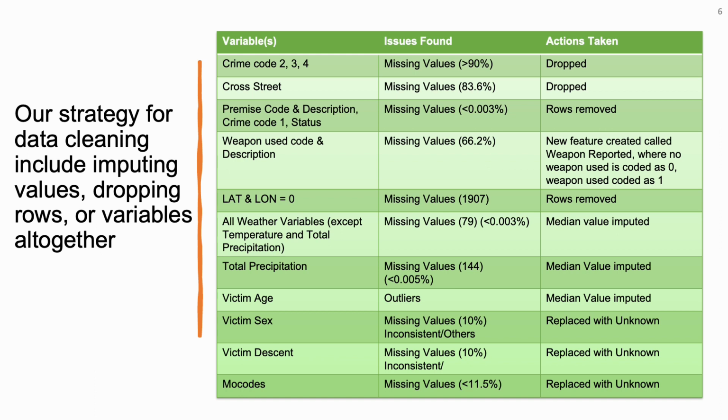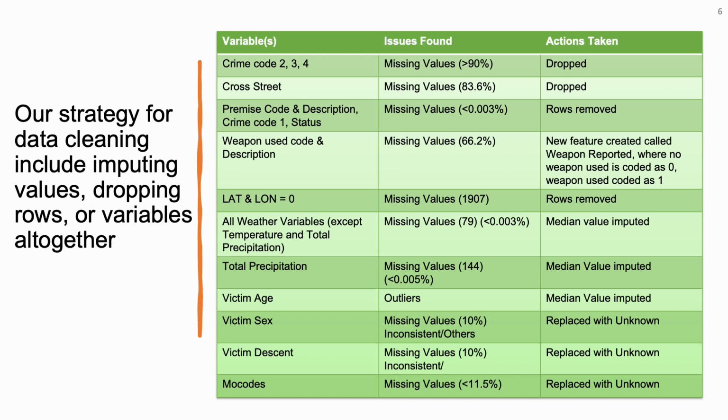Crime code 2, 3, and 4 have over 90% missing values, and as a result, they are dropped. The same thing happens with cross street, which has over 83% missing values. They are dropped as well.